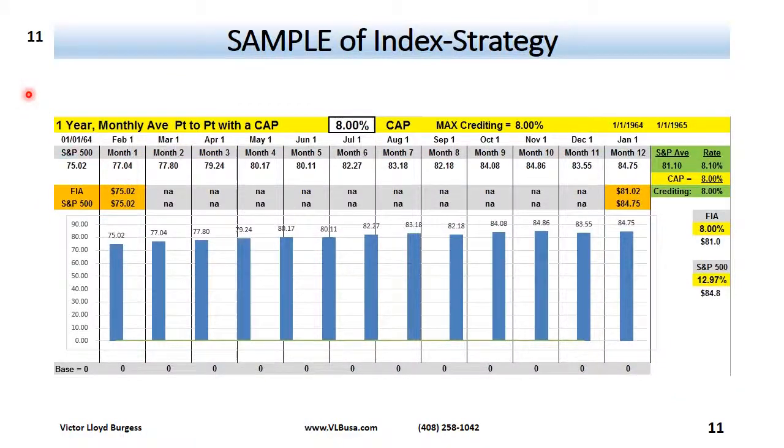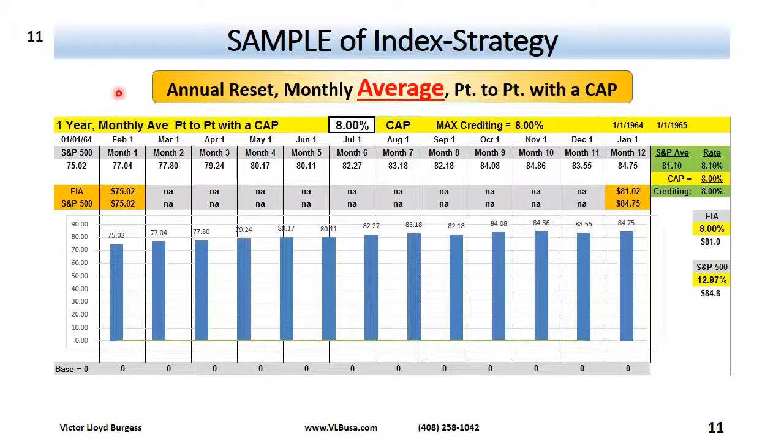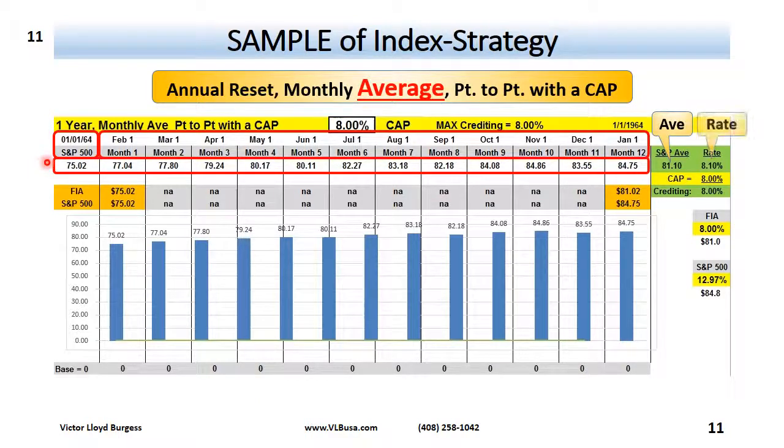Now let's look at another popular strategy. It's called the annual reset monthly average point-to-point with a cap. Again, we're going to take a reading on the S&P 500 the same day every month. We are going to record that reading, but in this strategy, we're going to average those readings. This comes out to 81.10. And we're going to annualize that rate of return. In this case, it comes out to 8.10%.